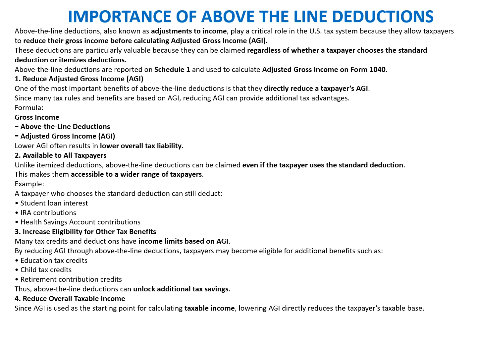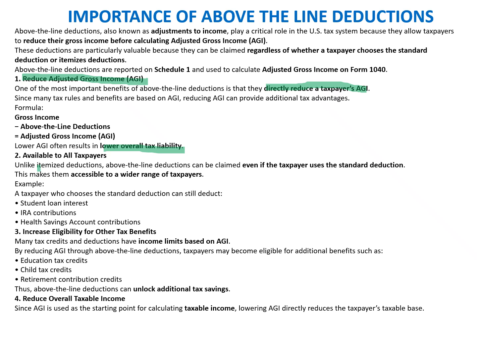Okay, so now we'll understand the importance of the above the line deduction. So the first benefit is the reduced adjusted gross income. One of the most important benefits of the above the line deduction is that it directly reduces the taxpayer's AGI. Since many tax rules and benefits are based on the AGI, reducing AGI can provide an additional tax advantage by reducing the taxable income and by also claiming additional tax credits. So gross income minus above the line deductions is equal to the adjusted gross income, which lowers the overall tax liability.